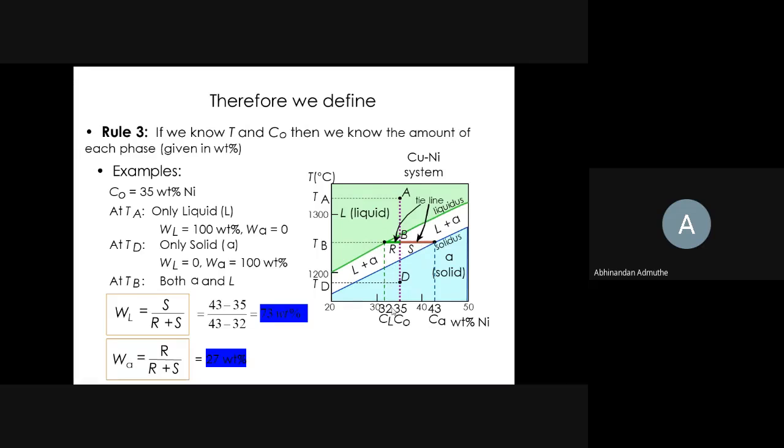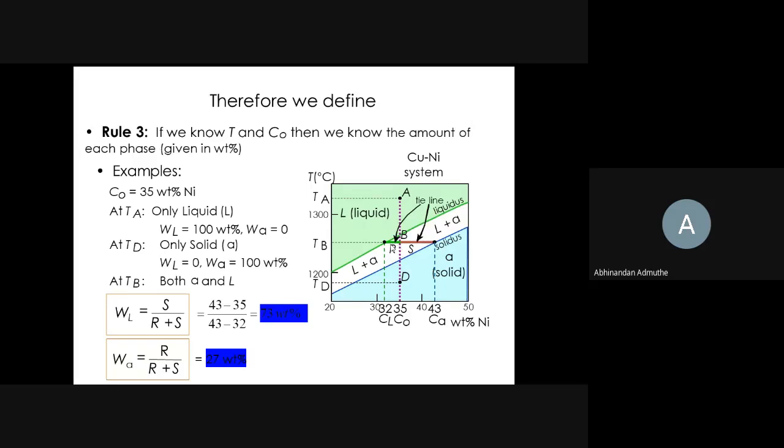We have determined the composition of liquid and composition of solid. In order to find out the percentage of liquid phase, what will we do? 43 minus 35, where 35 is the alloy under interest, divided by 43 minus 32. In order to find the percentage of liquid, we use this region, the balanced region. In order to balance this fulcrum, we consider this part: 43 minus 35 divided by 43 minus 32. You will get the percentage of liquid phase, that is 73 weight percent.